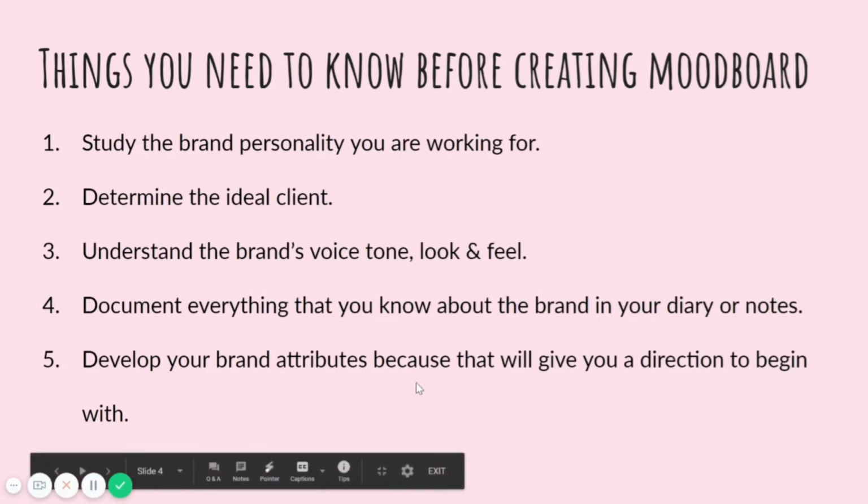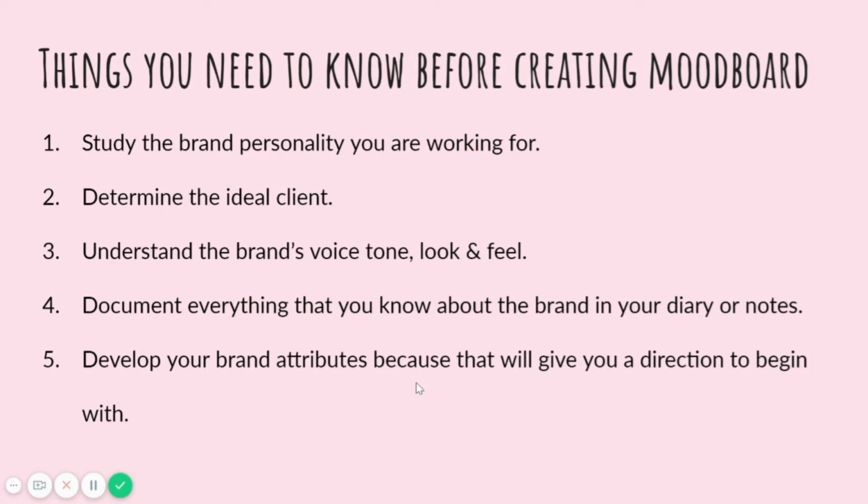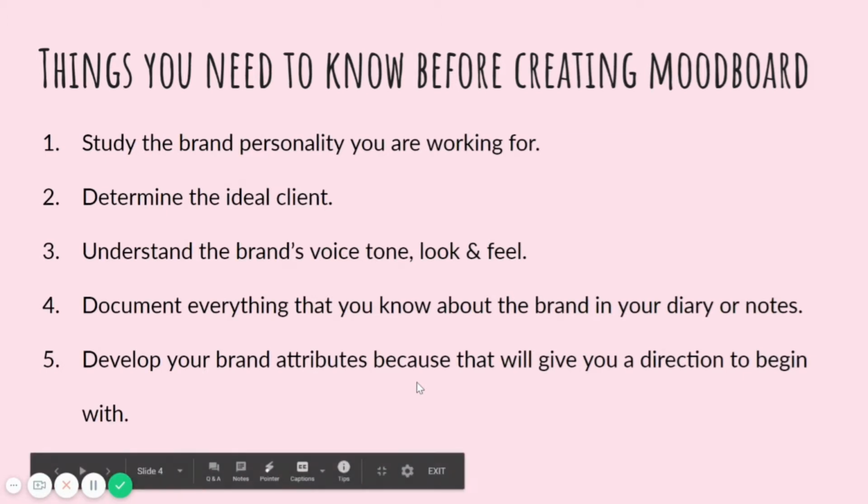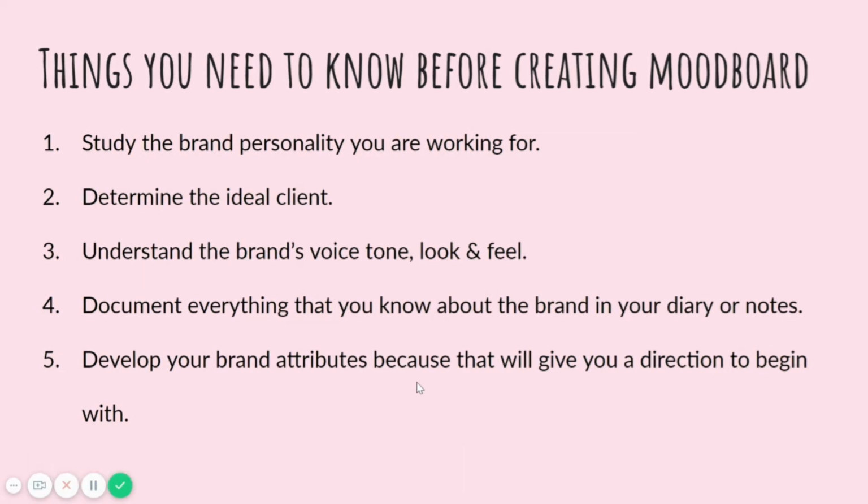The fourth point is document everything that you know about the brand in your diary or notes. This is the step when you know everything about the brand. Now you need to write it down so that you can go back whenever you get stuck somewhere. You can actually look into your documented notes. What is this brand? What are the attributes? Everything. The fifth point is develop your brand attributes, because that will give you direction to begin with.